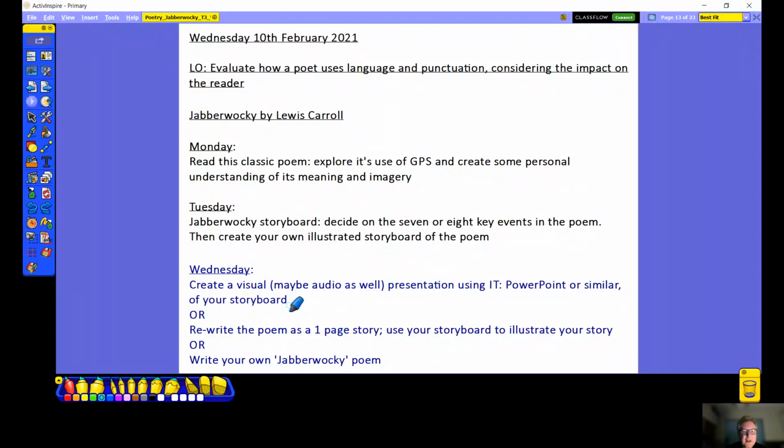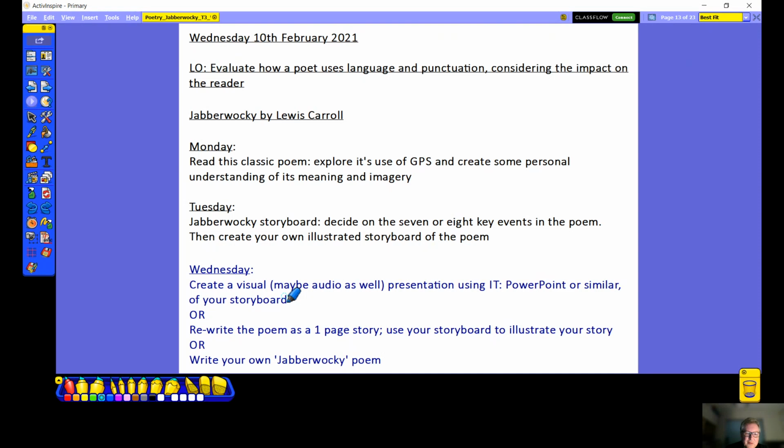Hiya Year Six, welcome to day 3 of a 3-day piece of work around the Jabberwocky and trying to evaluate how Lewis Carroll has used language and punctuation to have an impact on us as readers. It's a very creative poem, a very well-known poem, and I want you to do something equally creative with it. So I've given you some choices.